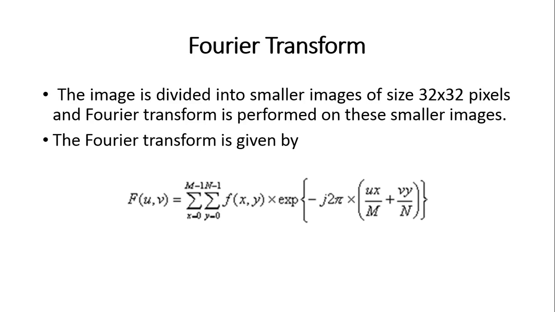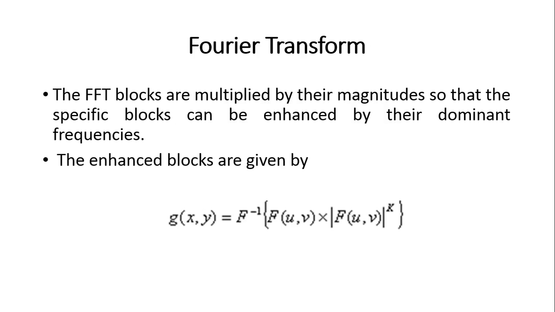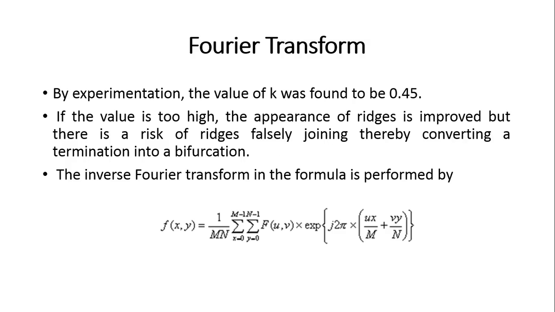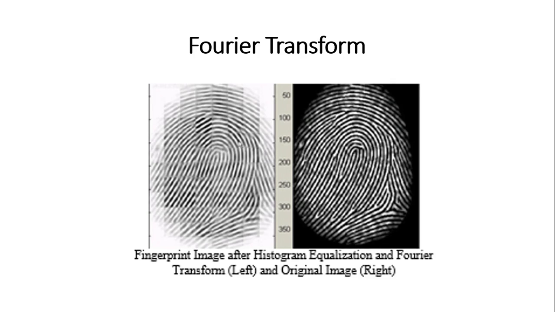Next method for image enhancement is Fourier transform. The image is divided into smaller images of size 32 by 32 pixels, and Fourier transform is performed on these. The formula is shown here. The FFT blocks are multiplied by their magnitudes so that the specific blocks can be enhanced by their dominant frequencies. The formula is shown here. By experimentation, the value of k was found to be 0.5. The formula for inverse Fourier transform is shown here. The images before and after Fourier transform are shown here.